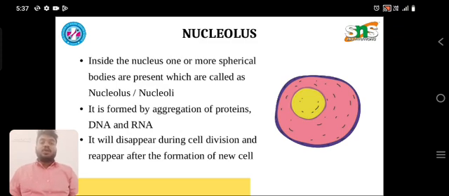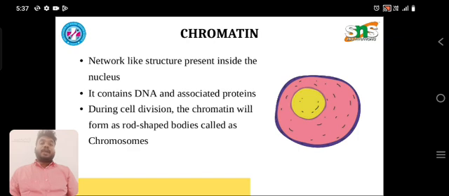We'll see the nucleolus. Inside the nucleus, one or more spherical bodies are present, which are called nucleolus or nucleoli. You can see in the picture, it is formed by aggregations of proteins, DNA and RNA. It will disappear during cell division and reappear after the formation of new cells. Chromatin is a network-like structure present inside the nucleus, and it contains DNA and associated proteins. During cell division, this chromatin will form rod-shaped bodies called chromosomes.